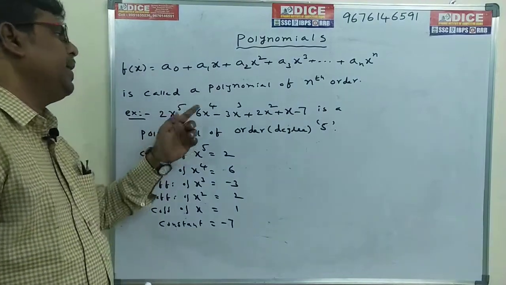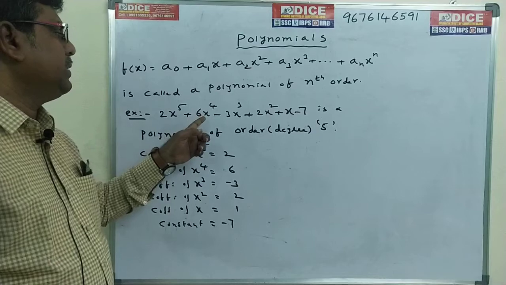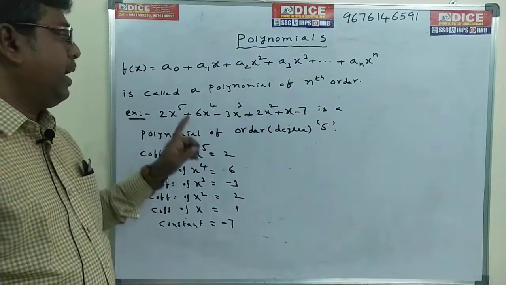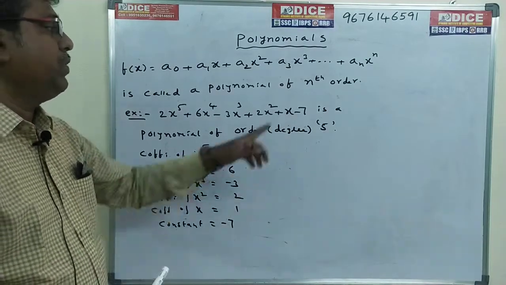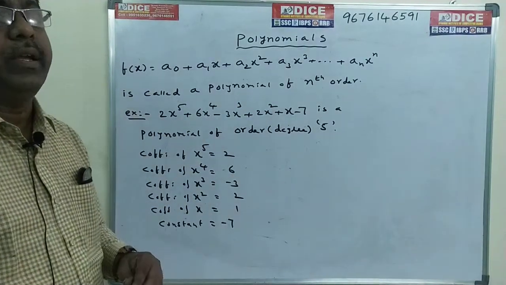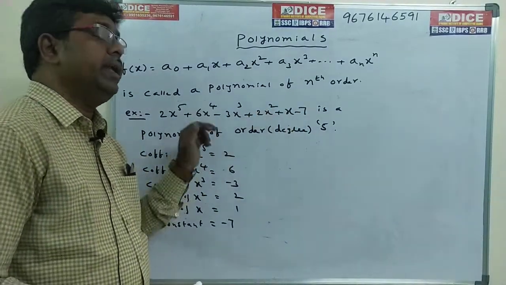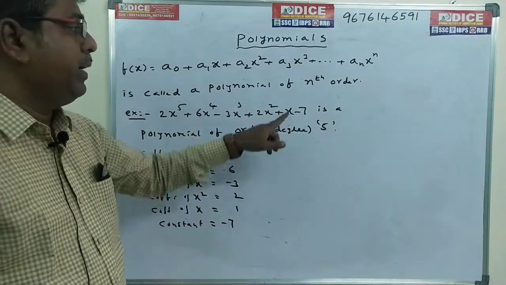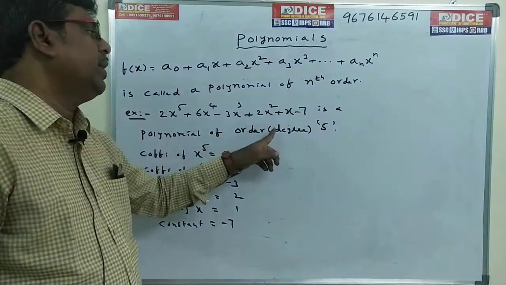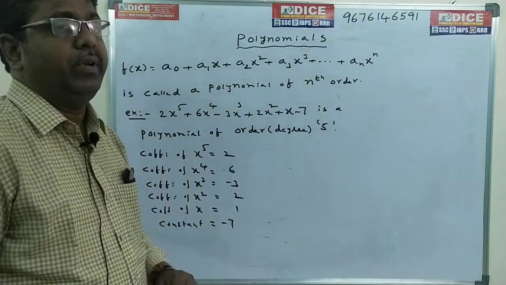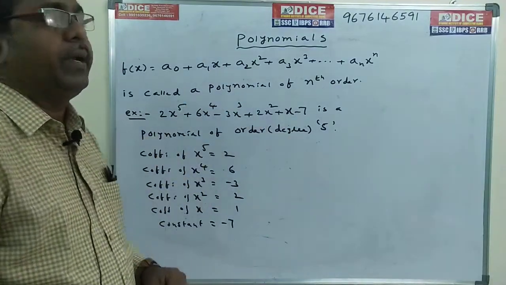Suppose you take an example. This is a polynomial: 2x to the power of 5 plus 6x to the power of 4 and so on. Here the highest power we can call the degree. The highest power in this equation is called the degree or order. Here the highest power is 5. So the polynomial's order or degree is 5. Suppose 6 is there, you call it 6. Depending on the polynomial, we can tell the power.